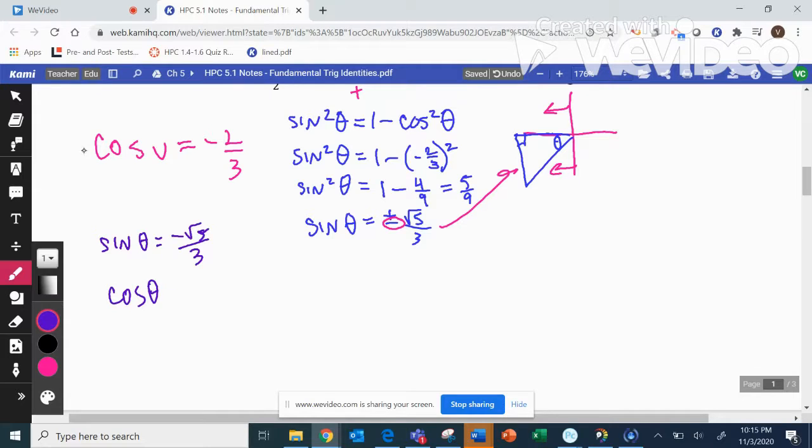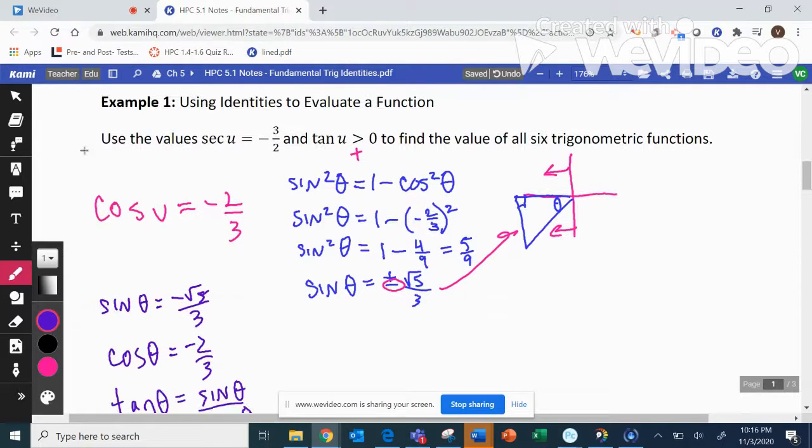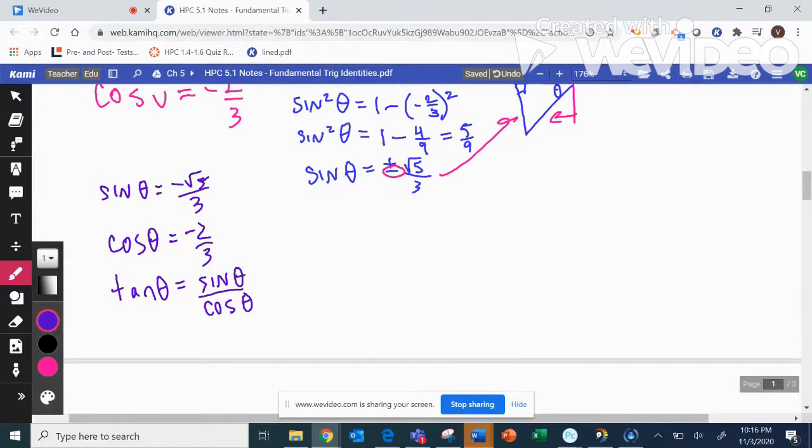Cosine theta is negative 2/3. And then for my tangent, we're going to use identities for this. So we're going to do our sine theta over our cosine theta. I changed the variable to theta somewhere. It doesn't totally matter, but I apologize. These were all supposed to be the same variable. I'm just going to keep going. I don't want to waste any time.